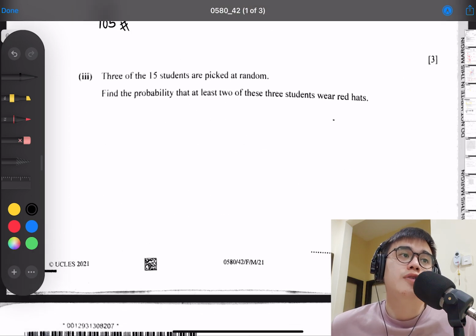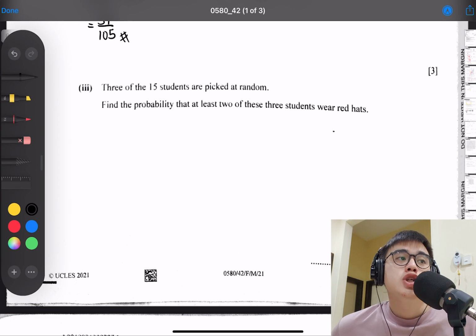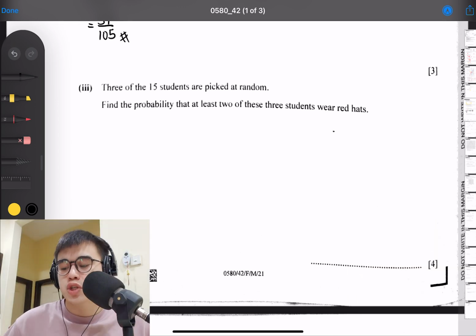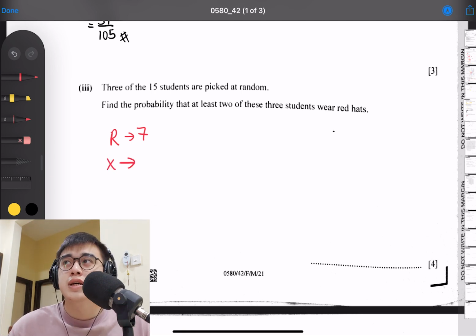Part number 3. 3 of the 15 students are picked at random. Find the probability that at least 2 students wear red hats. So for this, since they specify the red hats situation, I will be listing down red. I have about 7 of them out of the 15, while not red, I have 8 of them. So with this out of the way, at least 2 of these students wear red. The assumption will go like this.